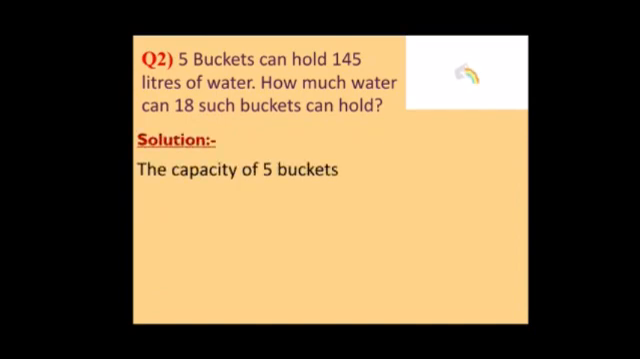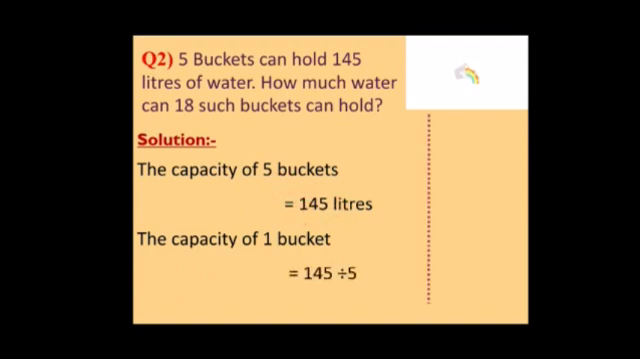According to the unitary method, it is given that the capacity of 5 buckets is equal to 145 liters. Now we have to find the capacity of 1 bucket. For that again we will divide 145 by 5. So let's divide 145 by 5 here.